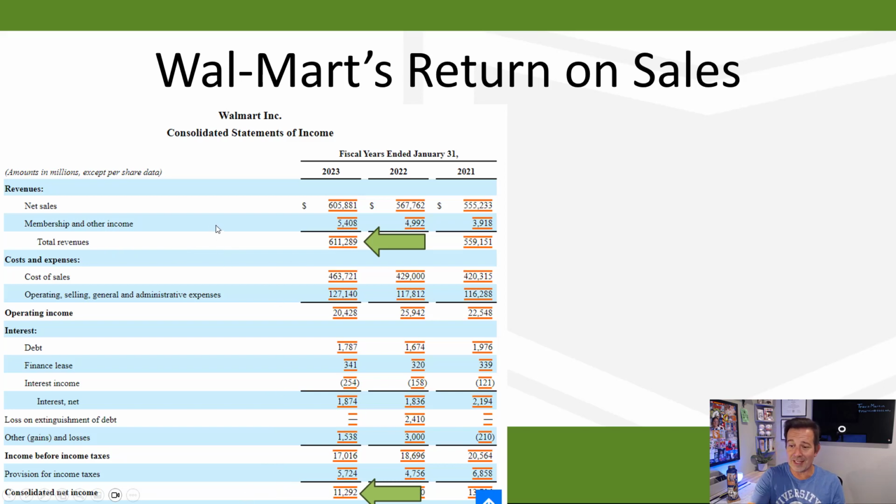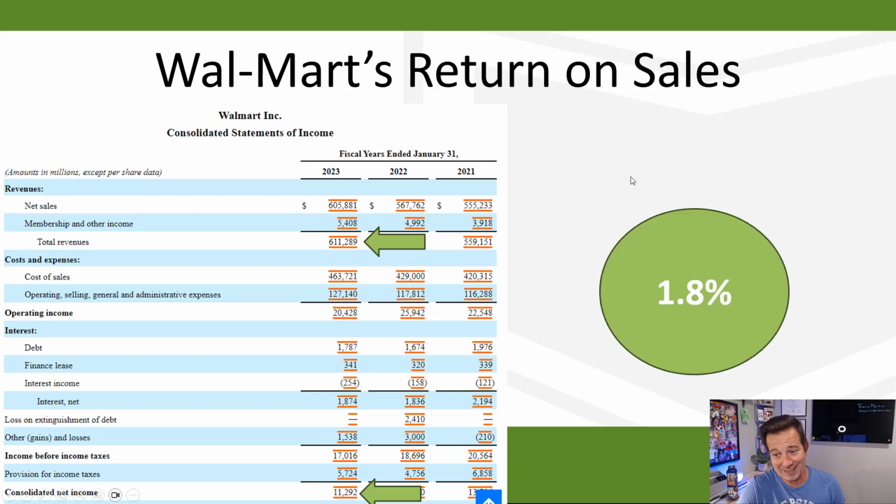Go ahead and get your calculator. Make that happen. And I'm going to tell you, you don't need to redo the math. That number is correct. 1.8%. You do not need to adjust your TV. That really is Walmart's return on sales, their net profit margin. For every dollar Walmart sells, they stick 1.8 pennies in their pocket. Man, not nearly as profitable as Apple.